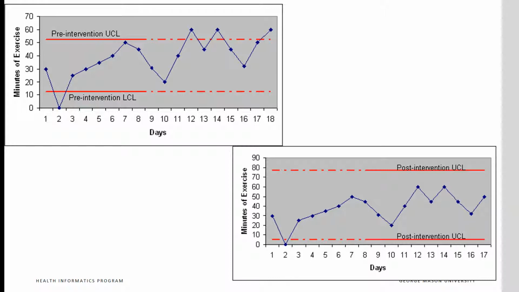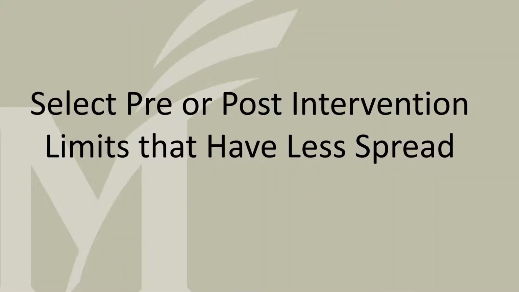In this case, the post-intervention control limits are further apart than the pre-intervention control limits. Therefore, we need to select the pre-intervention period to estimate the control limits. Another way of doing this is based on the concept of forced spread, which we will define in later slides. Select pre or post-intervention limits that have less spread.